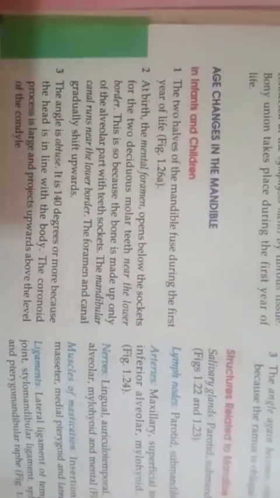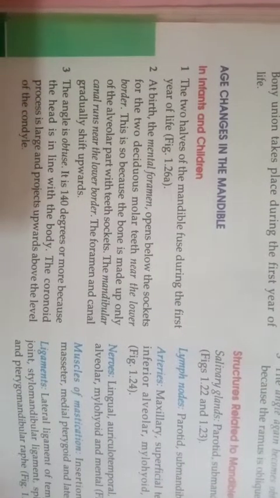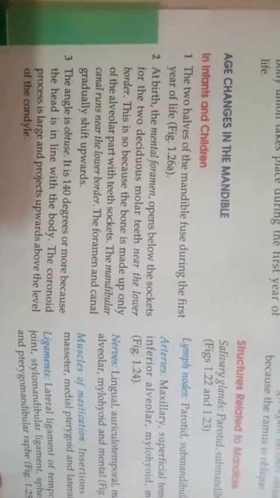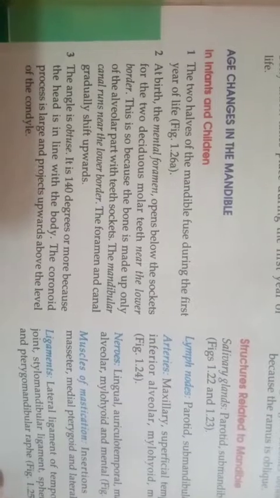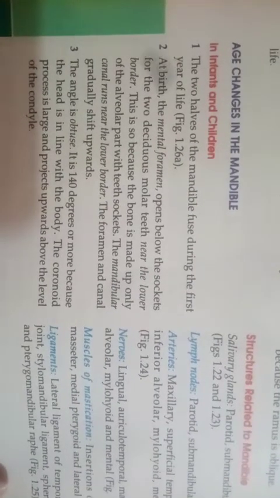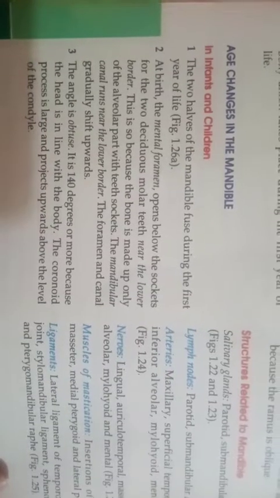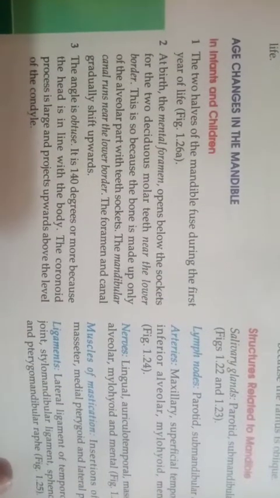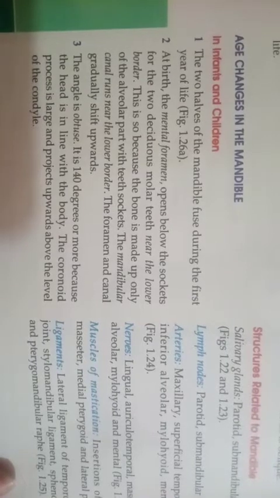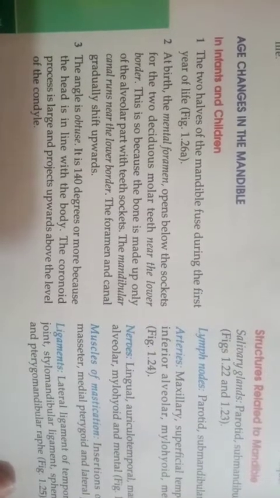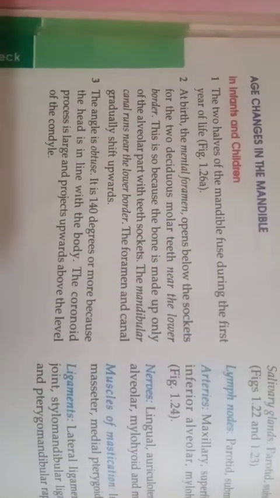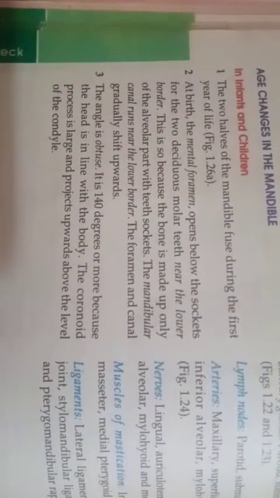Age-related changes in infants and children. The two halves of the mandible fuse during the first year of life. At birth, the mental foramen opens below the sockets for the two deciduous molar teeth near the lower border. This is so because the bone is made up of only the alveolar part with the teeth sockets. The mandibular canal runs near the lower border. The foramen and canal gradually shift upward.